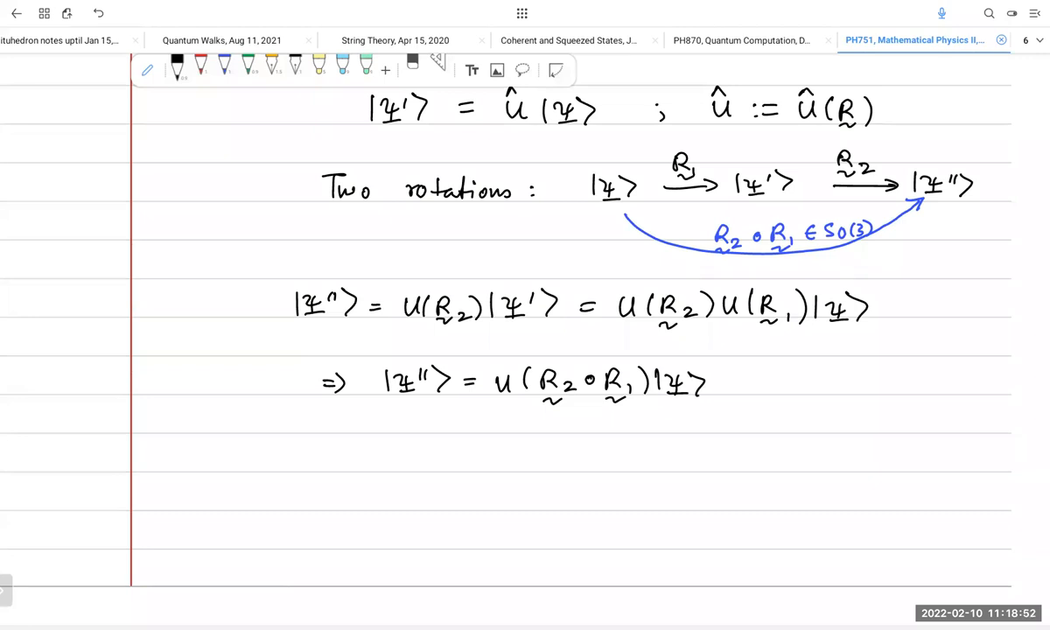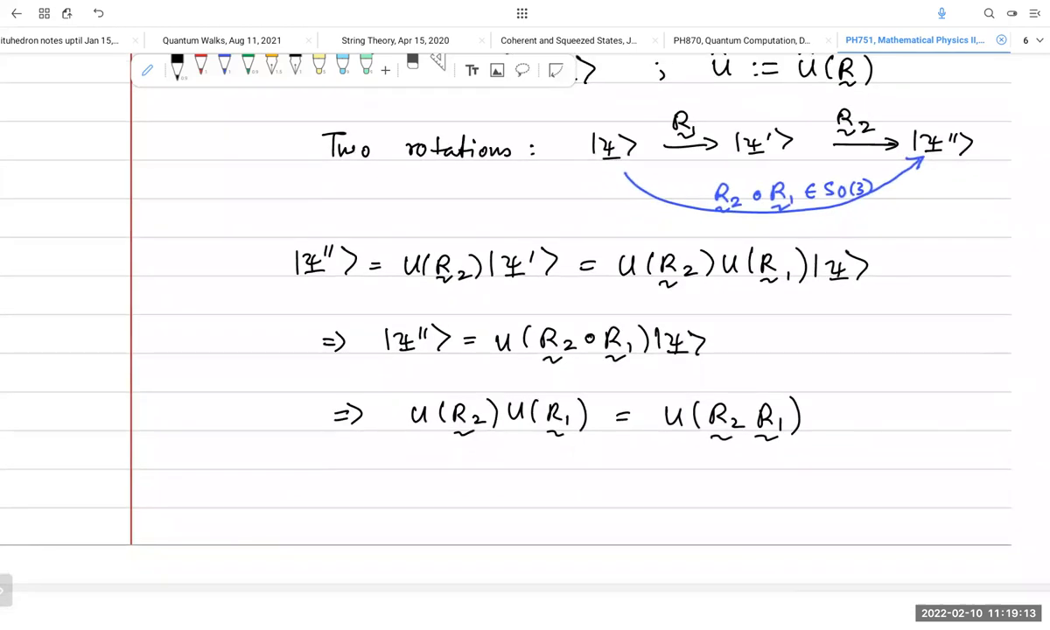Now these two expressions should be equal. So these two are equal, which tells me that this unitary operator satisfies this requirement. So what does this tell me? This tells me that these operators U form a representation of SO(3).